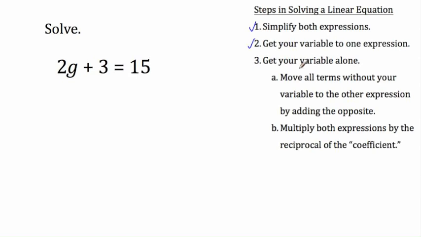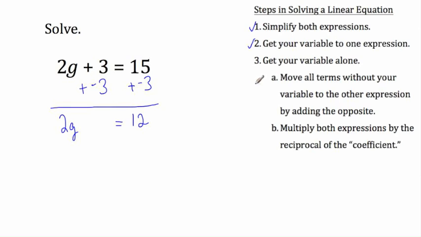The third step is to get your variable alone, and there are two sub-steps to that. First, we must move all terms without our variable in it to the other expression by adding the opposite. Looking at the expression with our variable in it, we find that there are two terms, 2g and 3. So we need to get rid of the term without our variable, that's 3, by adding the opposite. So we'll add negative 3 to both expressions, which will leave us with 2g equals 12.